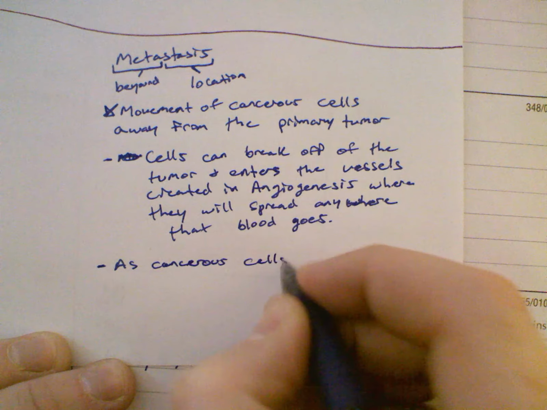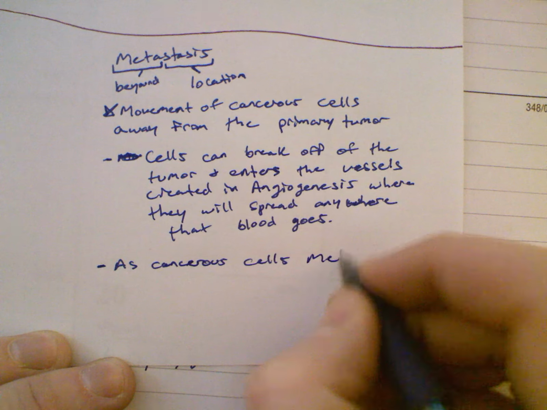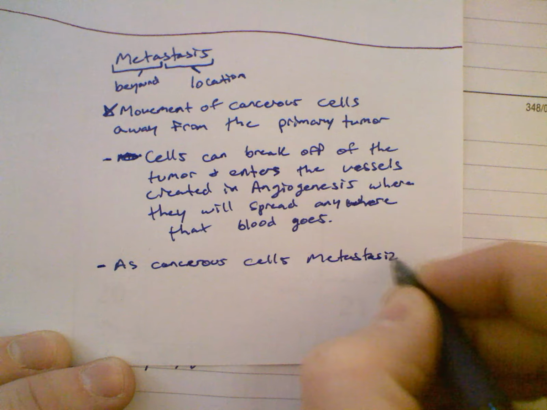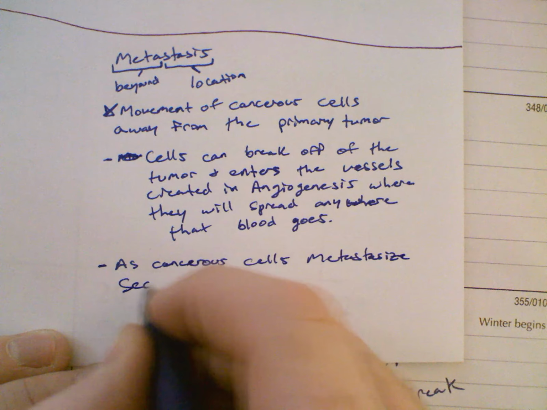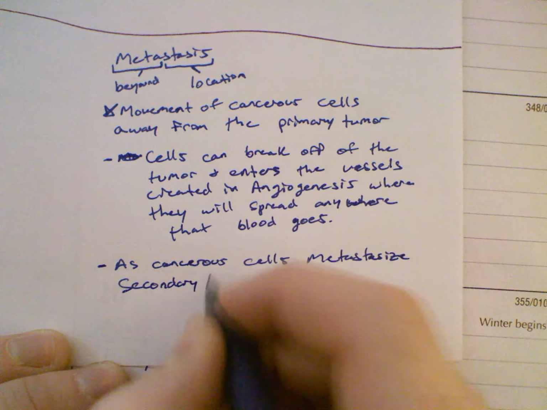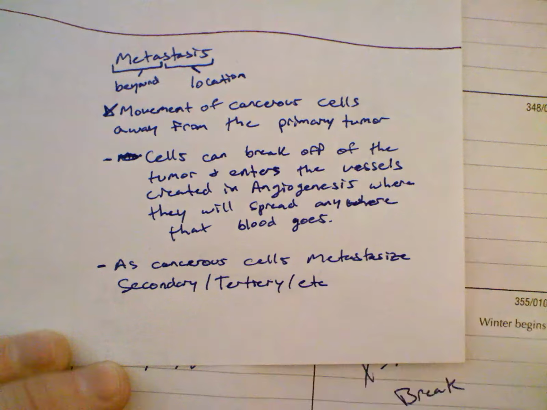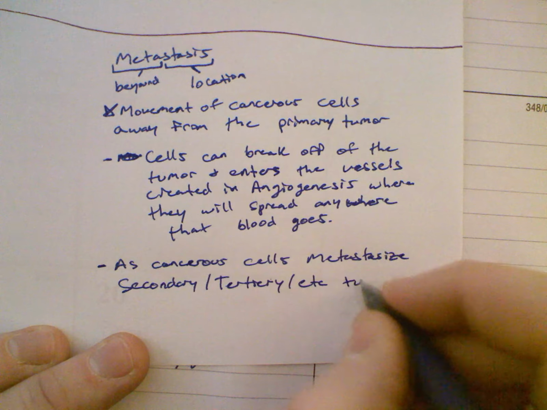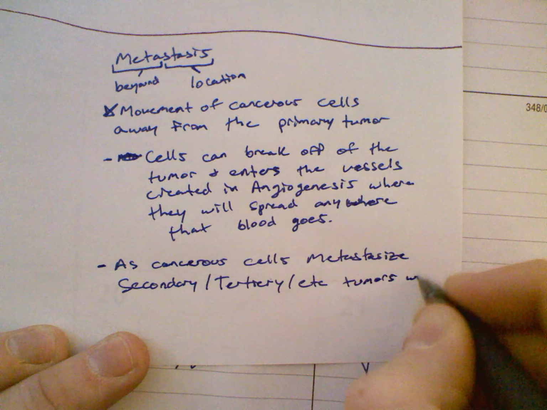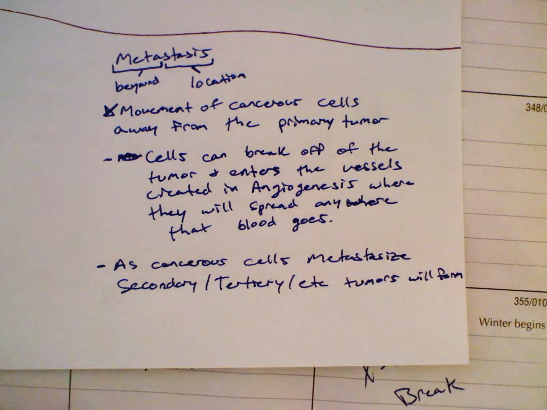As cancerous cells metastasize, secondary, tertiary, etc., because you can just keep going, tumors will form. And this just turns into a positive feedback loop, because the more tumors you have, the more cancerous cells you're going to have, and the more likely that the cancer is going to spread to another location, which sets up another tumor, and the whole thing just keeps on spreading that way.